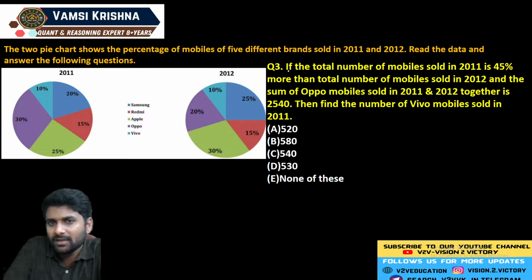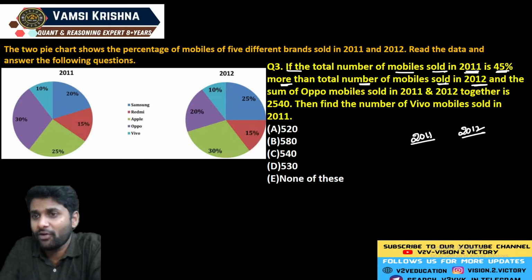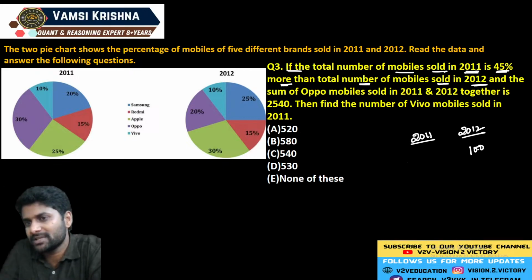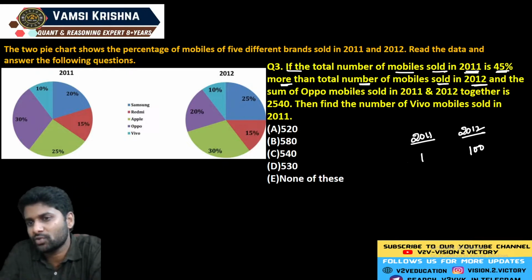See the question here. If the total number of mobiles sold in 2011 is 45% more than the total number of mobiles sold in 2012. Again, 2011 and 2012. Guys, here the information clearly mentions that it's 45% more. Assuming that there are 100 mobiles sold in 2012, the 2011 data is 45% more. So it's a value of 145.